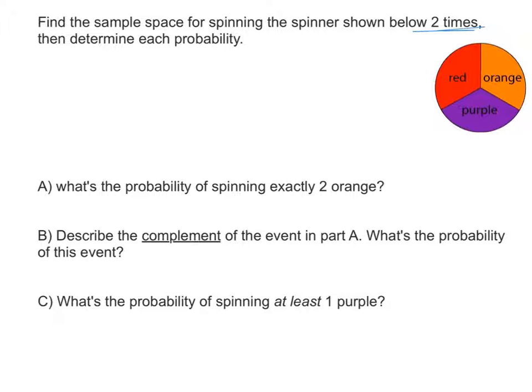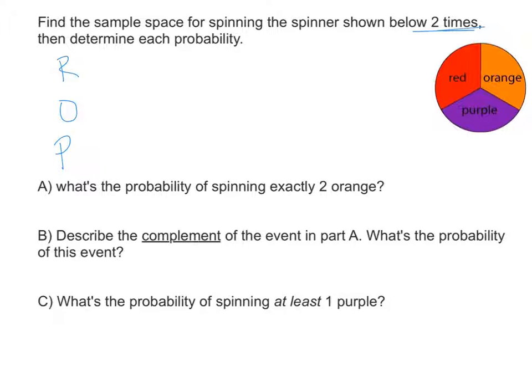So you could do this a couple of ways. You might be able to do it just off the top of your head, but it's also helpful sometimes to do a tree diagram. So what you would do is start by listing some abbreviation of all the things that could happen on your first spin. So you could get a red, an orange, or a purple.